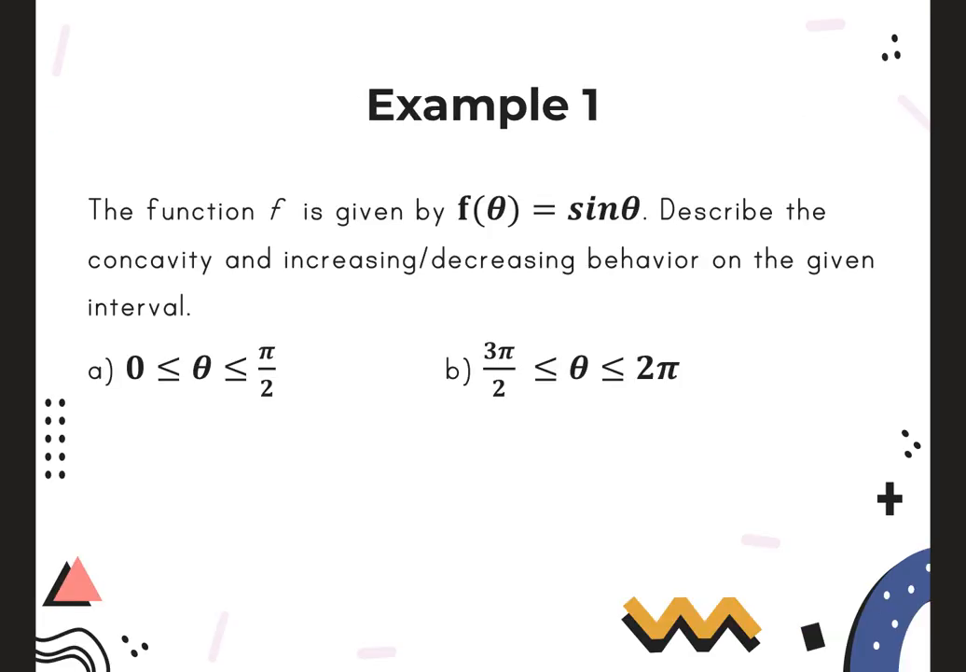All right, so this one says the function value is given by f of theta equals sine. Describe the concavity and increasing, decreasing behavior on the given interval. So you have to be able to recall what the parent looks like and then answer these questions, okay? Because especially when we're talking about concavity, increasing, decreasing, you want to know what it looks like, right?